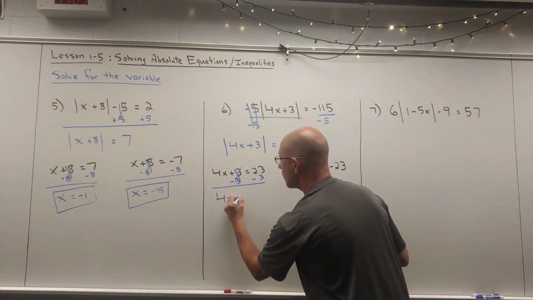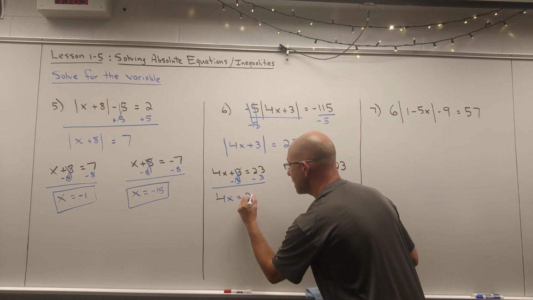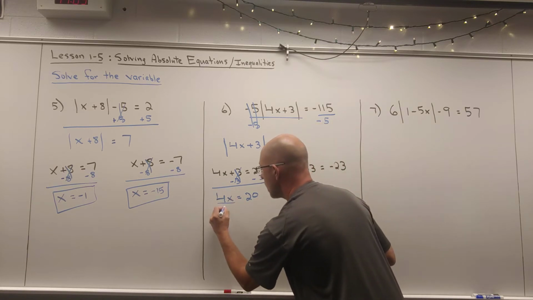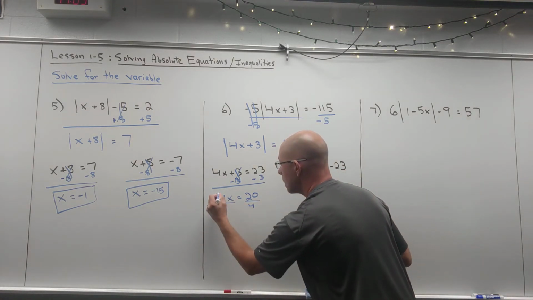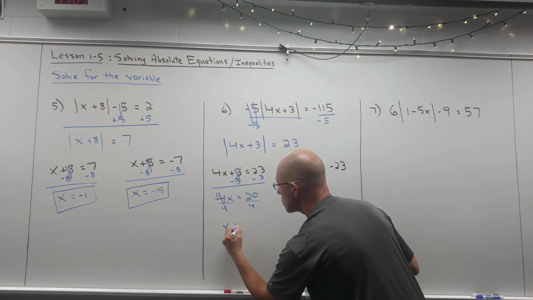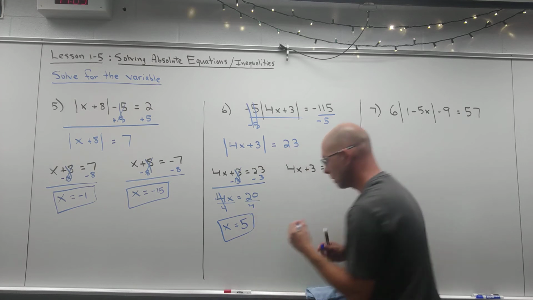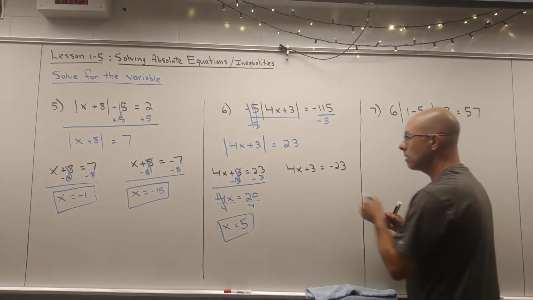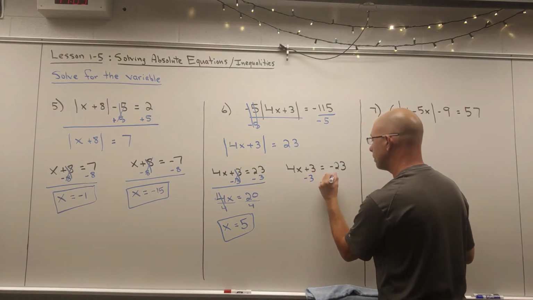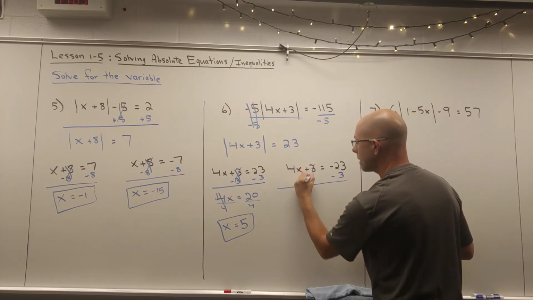gets us 4x equals 23 minus 3, or 20. Divide both sides by 4. 4 divided by 4 is 1x. 20 divided by 4 is 5. Over here, still subtract 3.